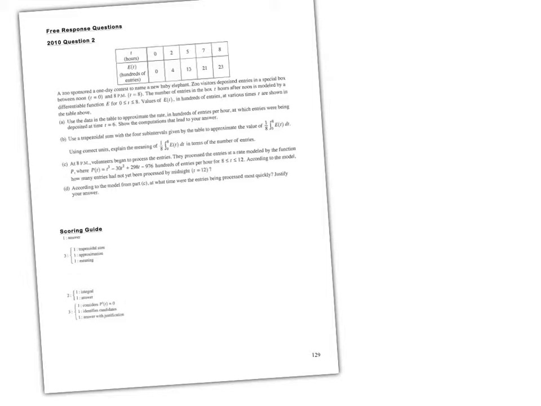So at time 6, that's directly between time 5 and time 7. So if I'm finding the rate in hundreds of entries per hour, how would I do that between 5 and 7? Average what? Average value? No? Average rate of change, right? I'm finding the rate. So what you're finding for A is E of 7 minus E of 5 all over 7 minus 5.